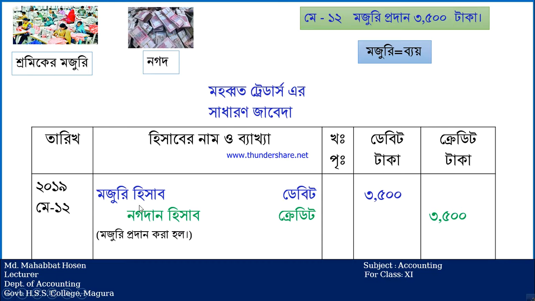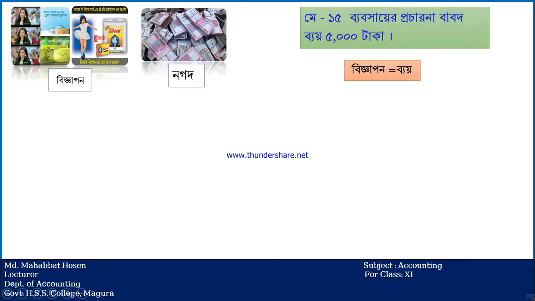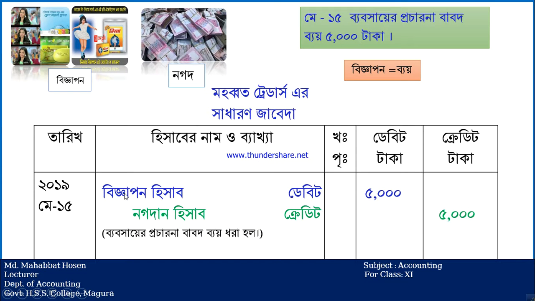Now next, May 12, what will be the entry? Expenses, that means wages has been provided in cash. So expenses has increased, expenses will be debit, and cash has gone from the business, cash will be credit. Okay. For advertisement, some expenses has been made, taka 5,000. So expenses has increased. Expenses means here advertisement expenses debit and cash has gone, so cash will be credit.